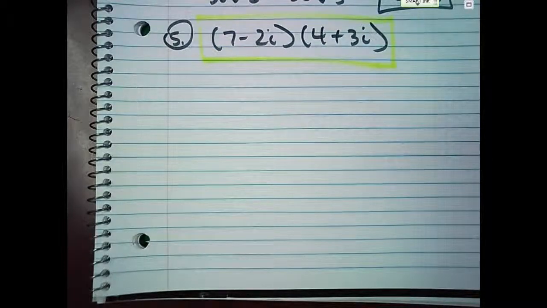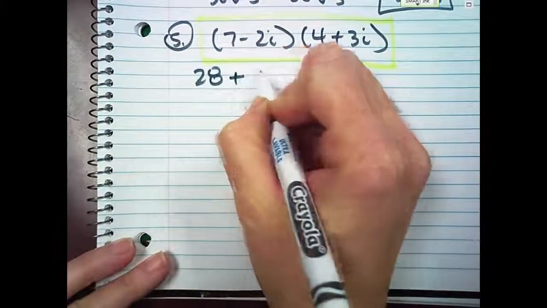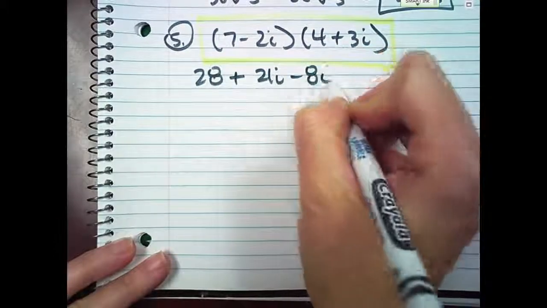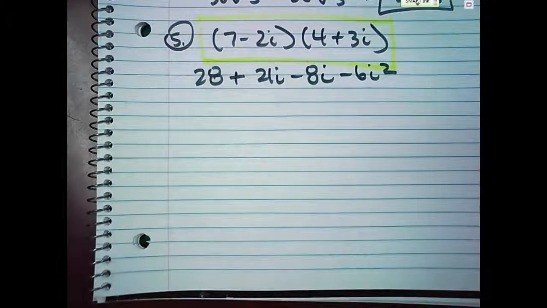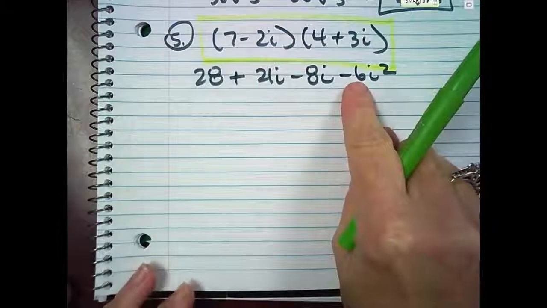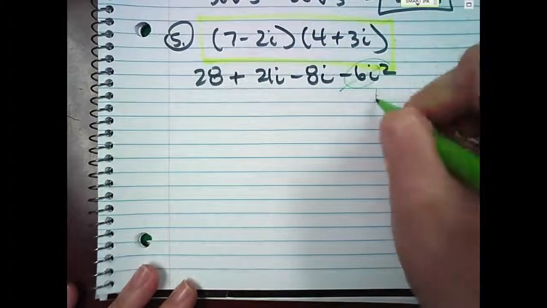FOIL, right? Okay, so your first line will be 28 plus 21i minus 8i minus 6i squared. First of all, you never leave a what? What can we not leave here? I squared. This value right here is negative 6 times negative 1. So what does this turn into actually? Plus 6.